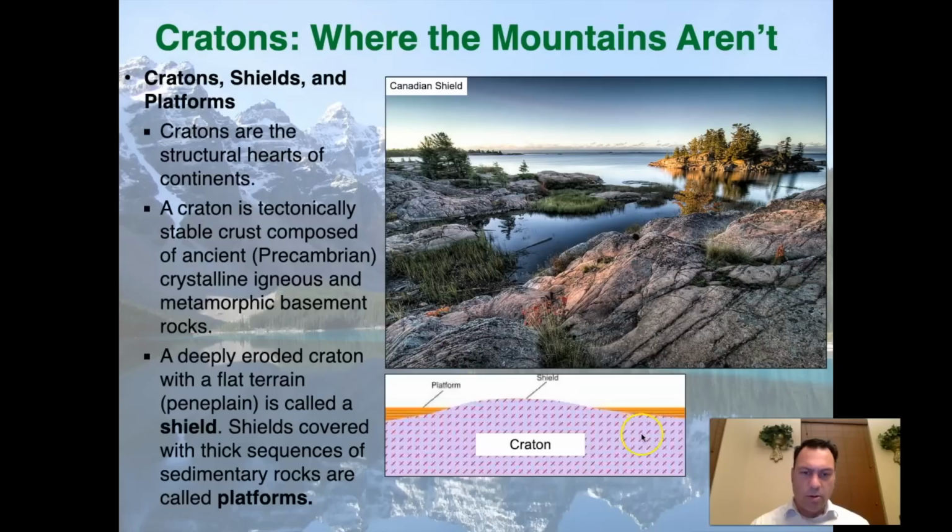So here we can imagine a craton. Imagine this is a big igneous body or a big metamorphic body, hard crystalline rocks. And it's been completely run over by glaciers, for example, for 600 million years. So it gets peneplaned off. So it gets flattened. And that exposure of that flat surface of those crystalline rocks is referred to as a shield. And to give you an idea of what that shield might look like, here's a picture of the Canadian shield. Very, very flat area.